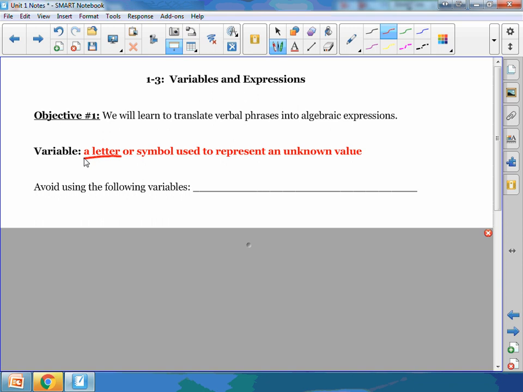So X is good. What else might not be good? Or what might not be good? Finn? B? Yeah, but we use B for base all the time when we're talking, because the base can change when we get into geometry. So that's something we will use. Mikey?